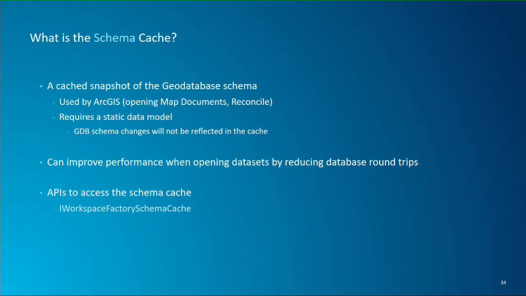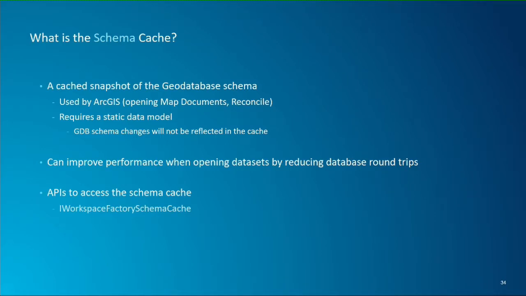So when we open a map document in ArcMap or ArcGIS Pro, when you open up your documents, we'll enable the GeoDatabase Schema Cache, and then we'll tear it down right after we're done with the operation. When you're doing operations such as a reconcile, prior to doing a reconcile, we will enable the Schema Cache, do all the processing. When the reconcile is done, we'll tear down the Schema Cache, okay?